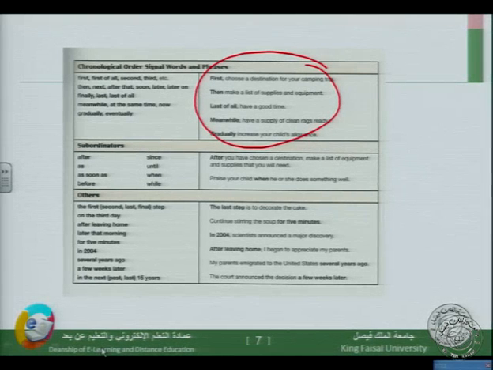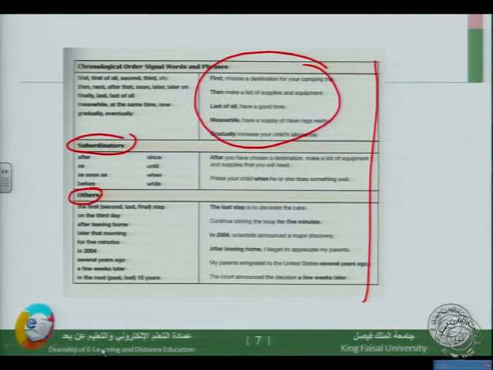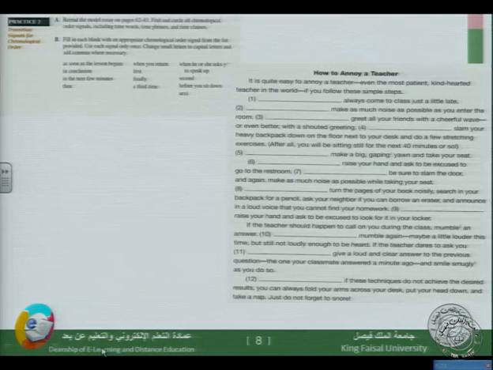And also it talks about the subordinators like after, as soon as, and so on. And here are some other chronological order signal words that you can read by yourself, and all of them are examples of how to use them. I guess that you are familiar with all these signal words because they have been studied for years and years, right? So hopefully you have got the idea of the chronological order.